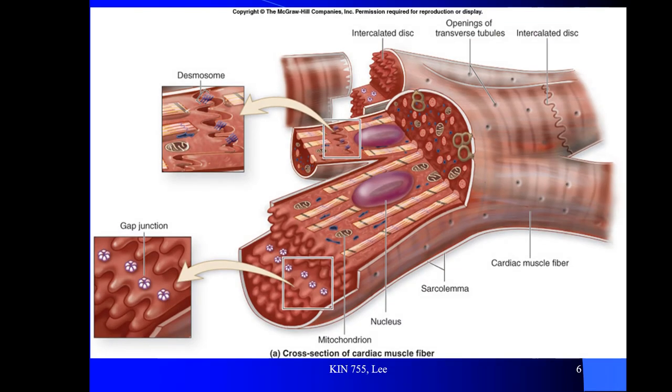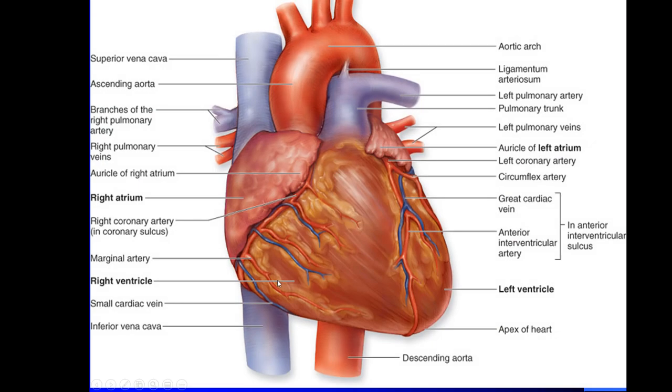So here's a picture of cardiac muscle cells. You can see the fibers are very branched. You see some of the striations in there. And then these little openings, those are the gap junctions I was talking about. So they form what's called an intercalated disc. And that allows the cardiac muscle cells to work closely together.